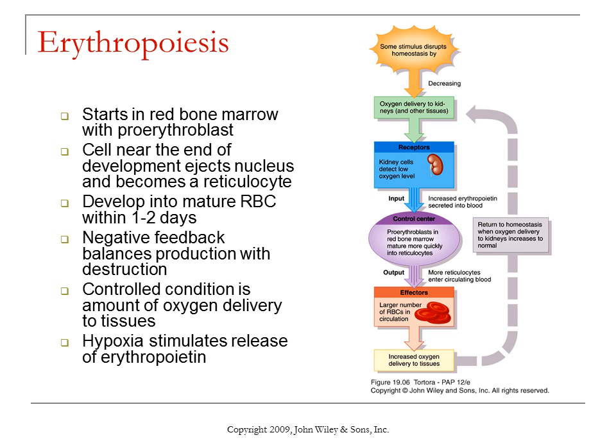So two major things that stimulate more production of red blood cells are insufficient oxygen delivery to the tissues, and this is due to too few red blood cells in the blood.